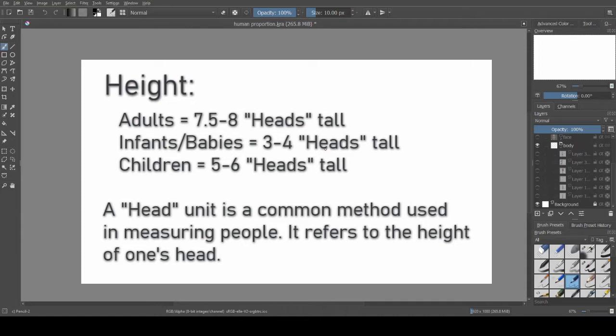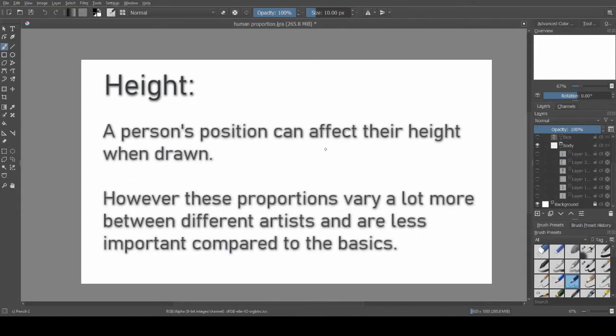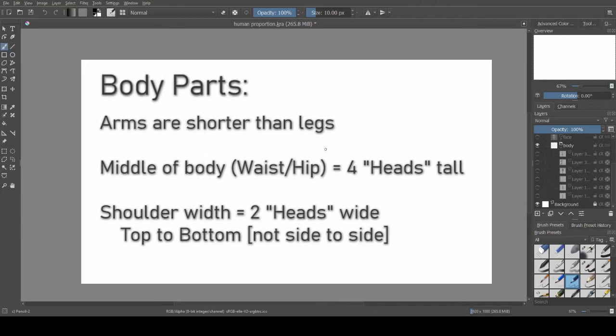Infants and babies usually range around, I think, 3 or maybe 4 heads tall, and children around, let's say, 5 or 6. Different positions do vary a bit more compared to height and such, but you don't really need to know that if you're learning about the basics. Now, when it comes to proportions of other body parts, arms are generally shorter than legs.